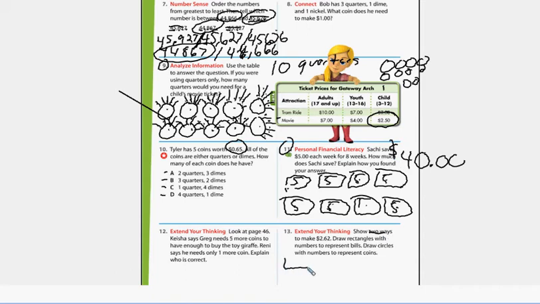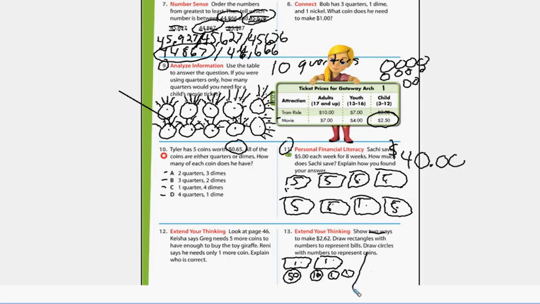First way I'm going to do it, I'm going to do two $1 bills. Okay, I'm going to do a 50-cent piece. Okay, and then I'll do a dime. And I will do 2 pennies. That's $1, $2, $2.50, $2.60, $2.61, $2.62.